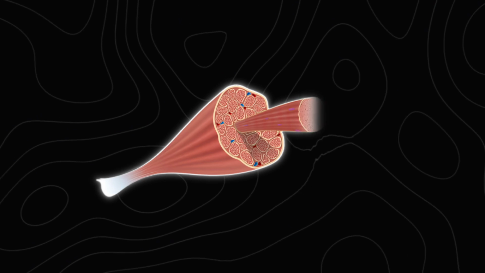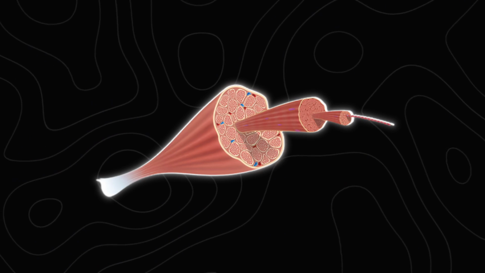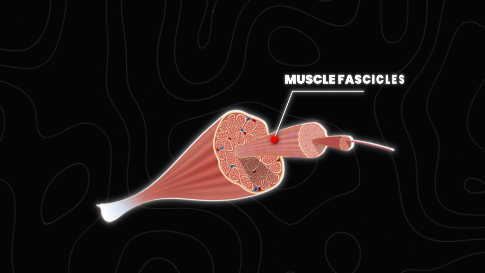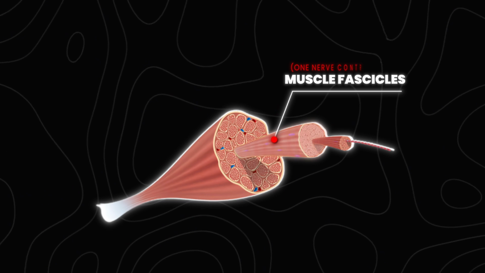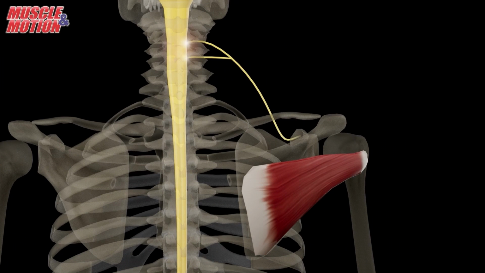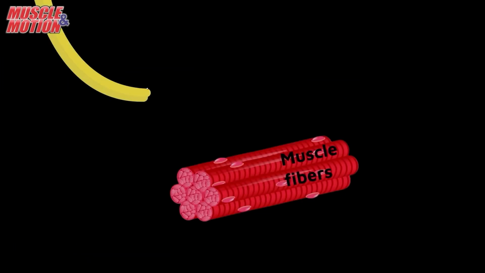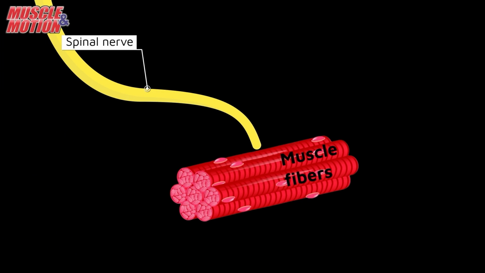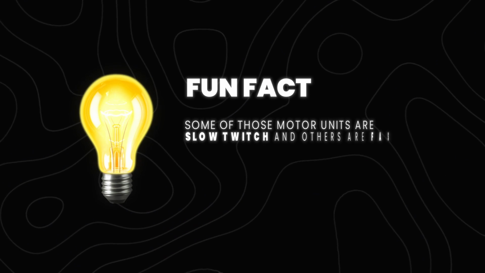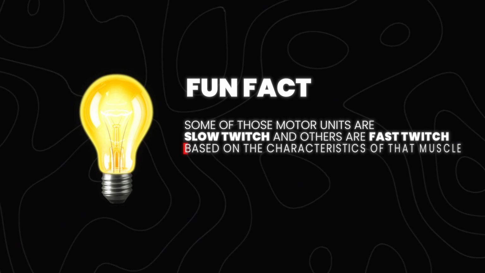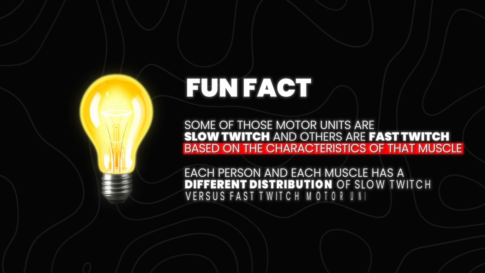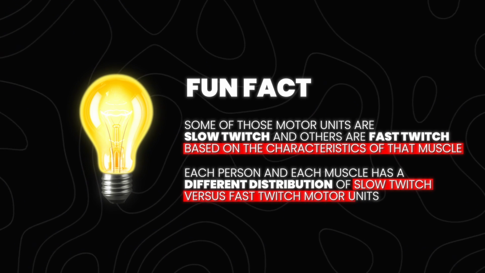Let's start by peeling back the layers of a muscle. When we look at an entire muscle belly, we can see that it's made up of smaller parts. Specifically, there are groups of muscle fibers called muscle fascicles. Each of these muscle fascicles has one nerve controlling it. So we have one nerve going to a group of muscle fibers called a fascicle, and collectively that nerve and group of fibers is called a motor unit. And fun fact, some of those motor units are slow twitch and others are fast twitch based on the characteristics of that muscle. Each person and each muscle has a different distribution of slow twitch versus fast twitch motor units.